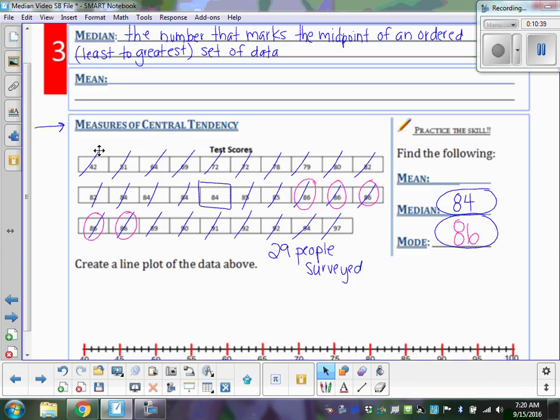So I hope this video has helped you not only identify what the median is, but be able to find it when you have both an even and odd number of data points, and to be able to find it both in a line plot and when you have a set of data.